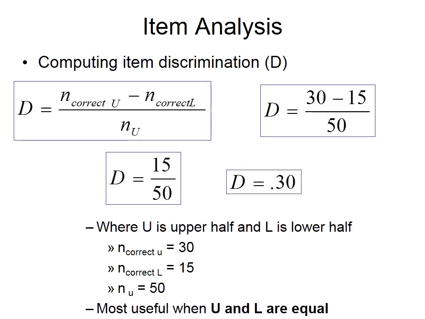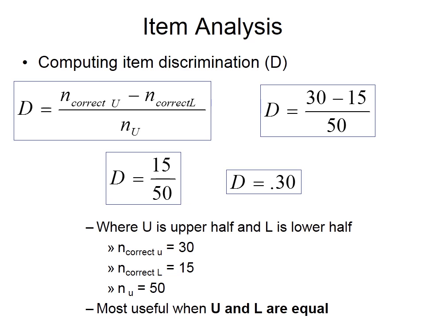We went through two equations for calculating discrimination. The first one works really well when the upper and lower half is the same. In other words, we have an equal number of people that were bottom performers and top performers. Then we simply look at the number of people that are upper performers, the ones that perform well. So correct U is upper performers. In this case, 30 of the people that were upper performers got this item right out of 50. Additionally, 15 people from the lower group got this right, again out of 50. So U and L are considered to be equal.